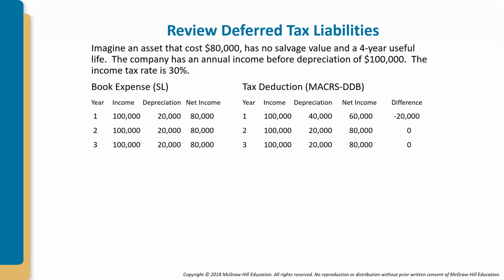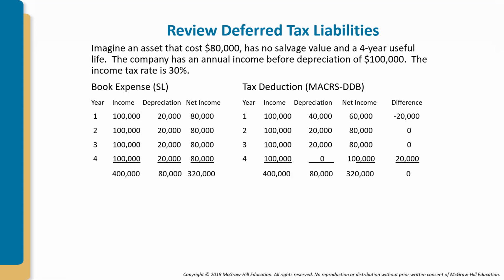And now for year four, again, we have $100,000 in income, $20,000 in depreciation over here on straight line, and we have $100,000 for tax, but now we have no depreciation, right? Because we've already depreciated that entire $80,000, and so now our net income is the whole $100,000, and now that's different. Okay, but this time taxable income is greater, so we have a positive $20,000. And now look what's happened.